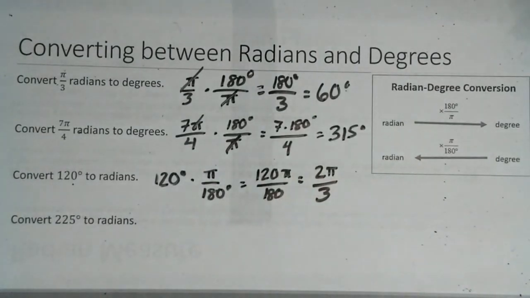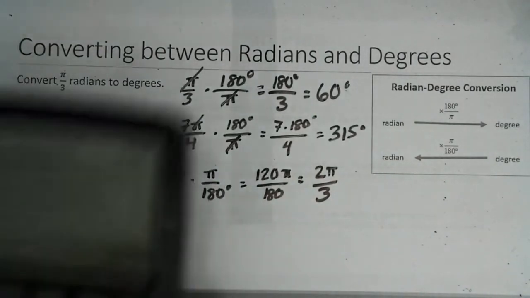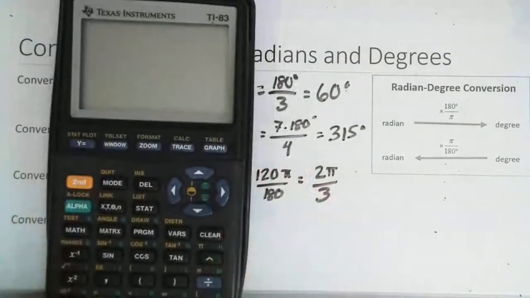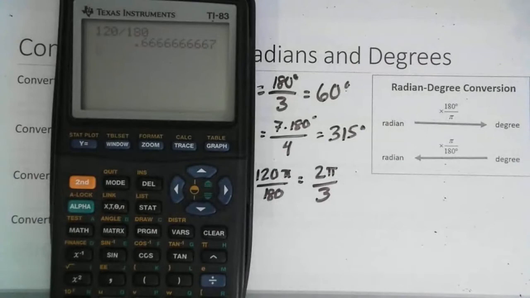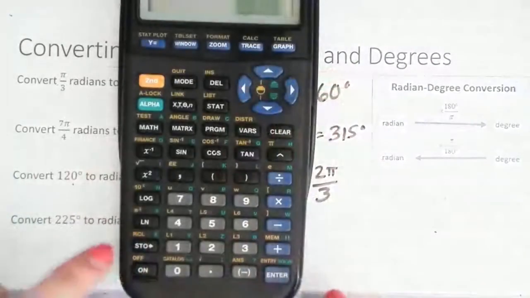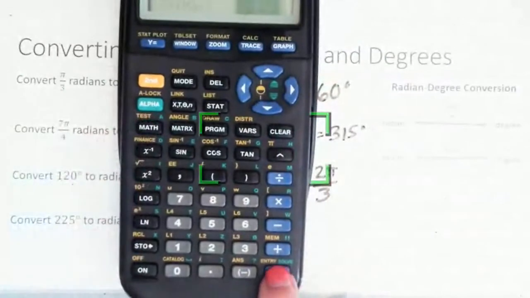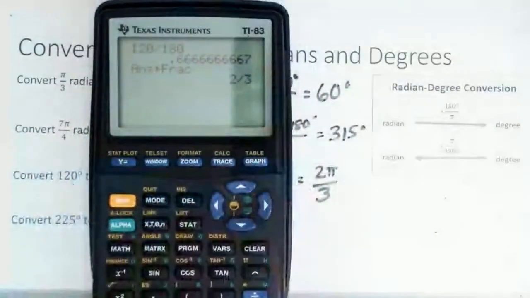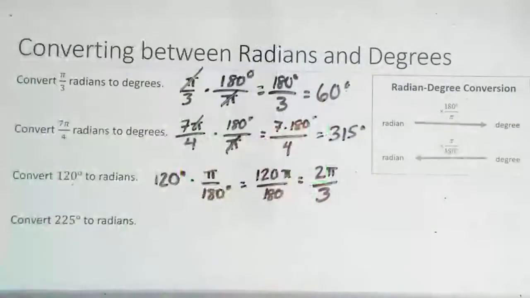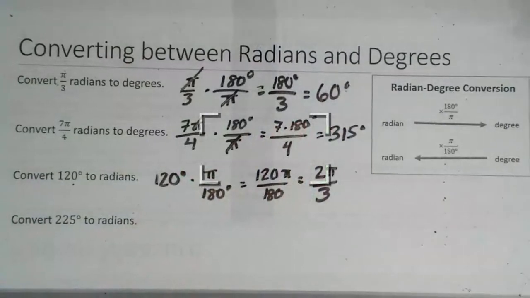If you ever look at that fraction and you're like, I don't know how to reduce that, remember that your calculator can do this. So if I do 120 divided by 180, I'm going to do it without the pi because I know there's a pi in the numerator. I can then press math, enter, enter, and that tells me 2/3. And just remember that your pi is in the numerator.